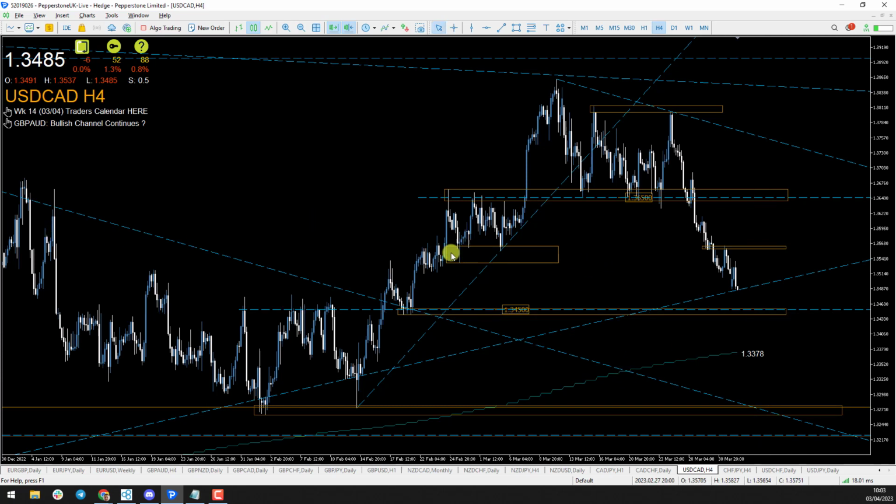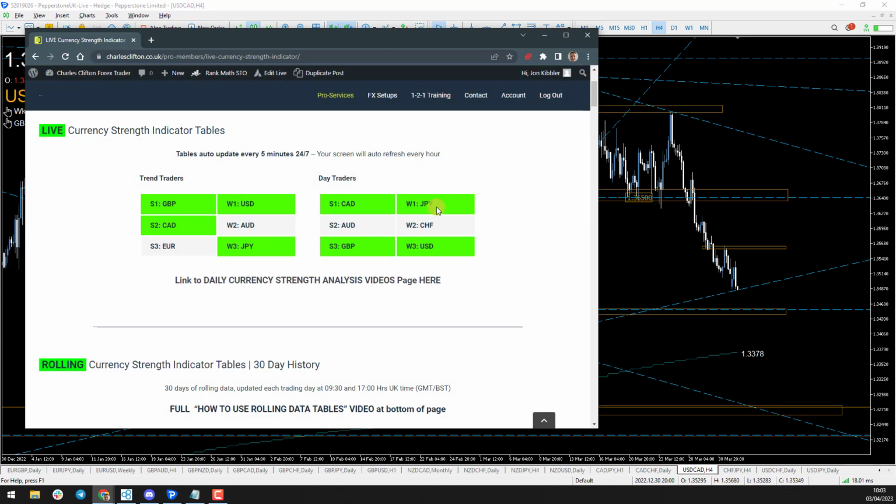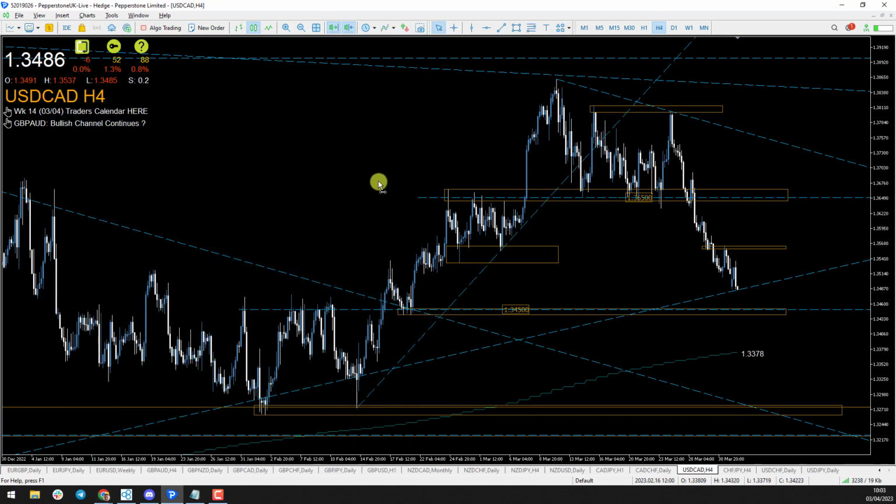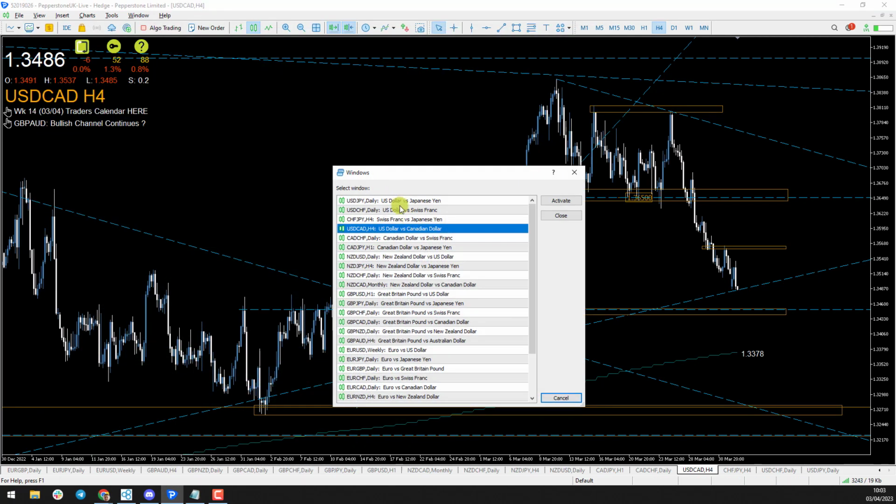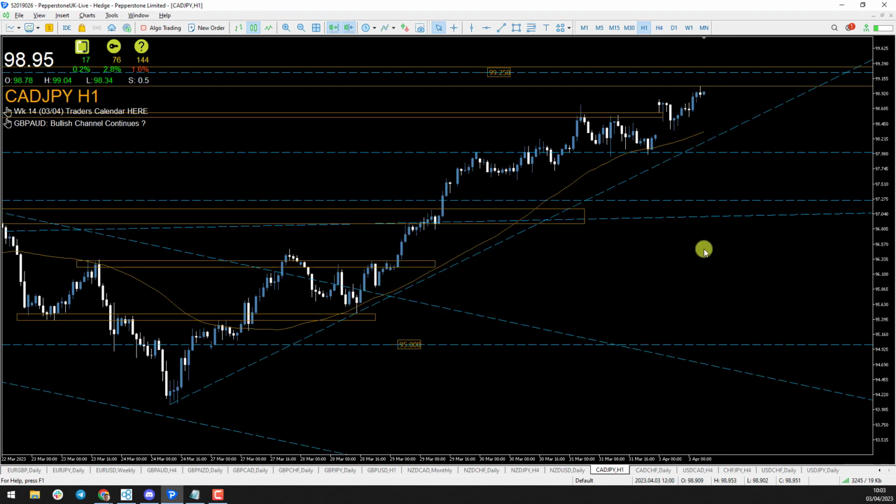Now, another chart of interest, going to stick to CAD. Obviously, we were looking at the Canadian dollar versus the Japanese yen before, so I'm going to quickly highlight CAD Yen again, just because it's another market of interest to us due to the currency strength indicator tables, and we are approaching a big level of support.